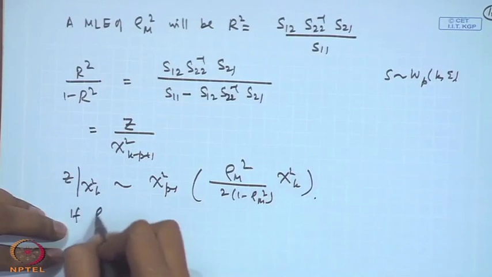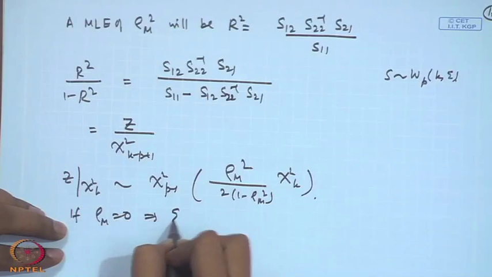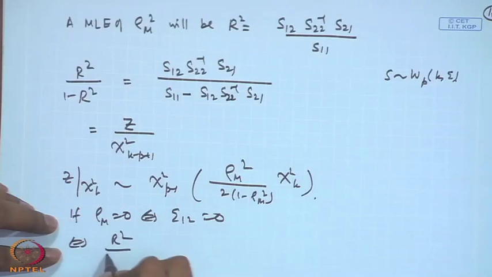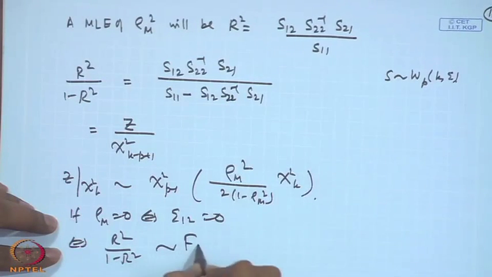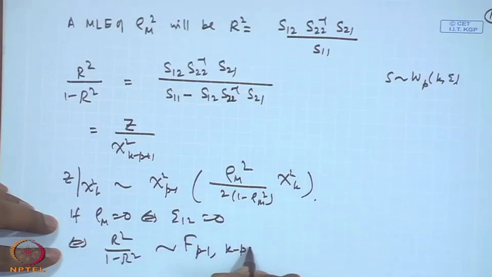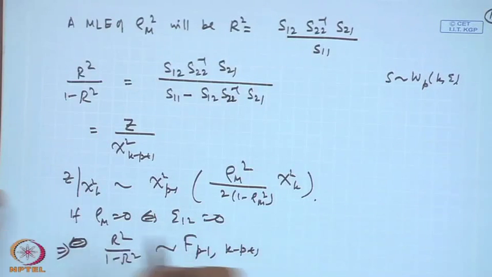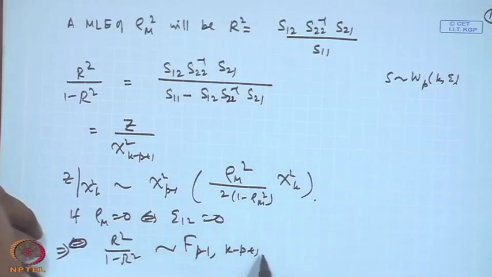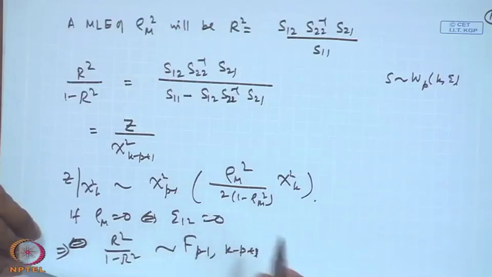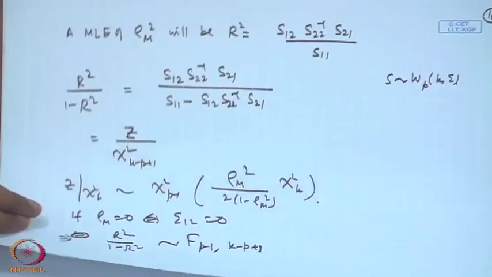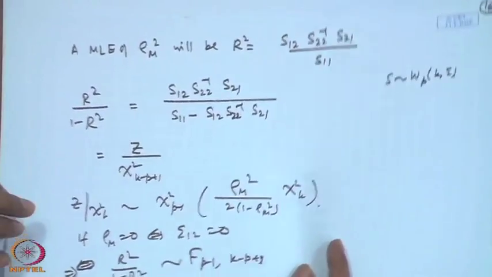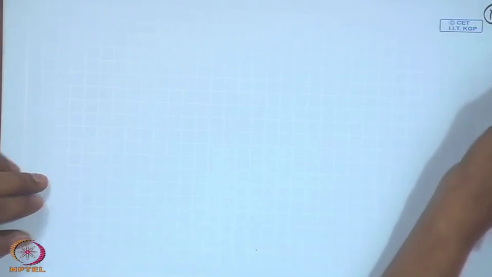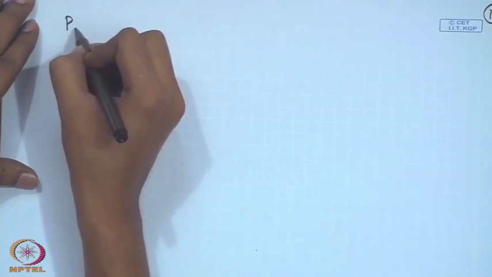So, if rho m is 0, then sigma 12 is 0, and this will imply that r square by 1 minus r square has F distribution on p minus 1, k minus p plus 1 degrees of freedom. So, the distribution of the multiple correlation coefficient after a transformation is shown to be F when rho m is equal to 0. So, this is used for the testing of hypothesis regarding multiple correlation coefficient. Likewise, we can also talk about partial correlation coefficients.